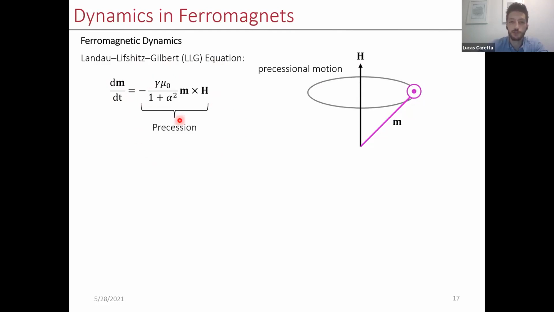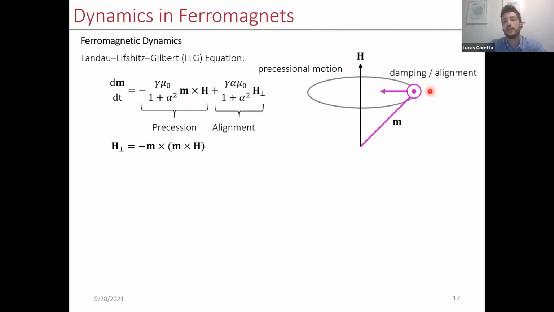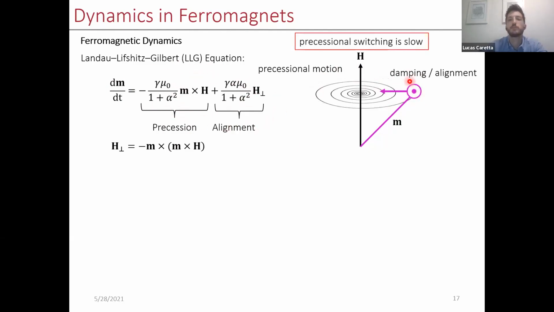There's a precessional term, which torques the moment perpendicular to the applied field. And then there's an alignment term, which is the intuitive term, which aligns the magnetic moment towards the field. The combination of these two creates what we call precessional motion or precessional switching, which is really slow and lossy. It's often compared to viscous-like motion. And it's this precessional term, this first term here, that's responsible for a lot of other undesirable effects that we see in soliton motion.